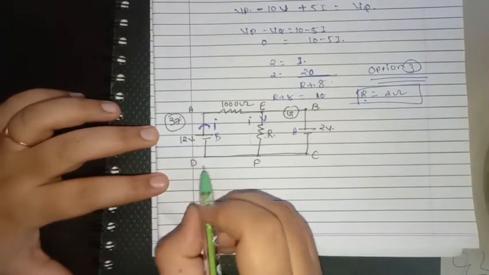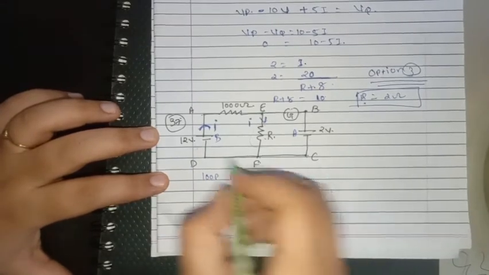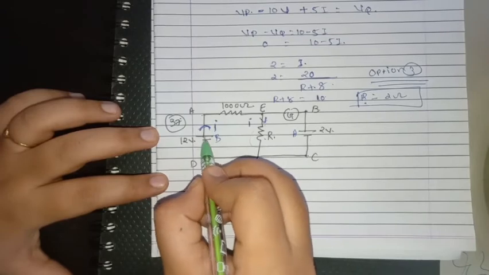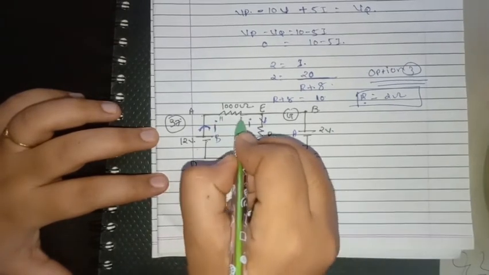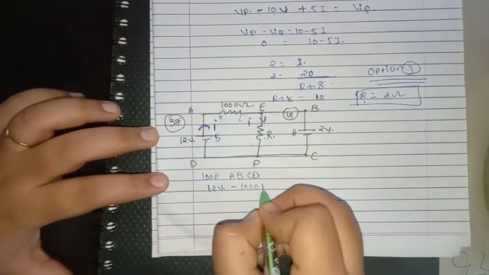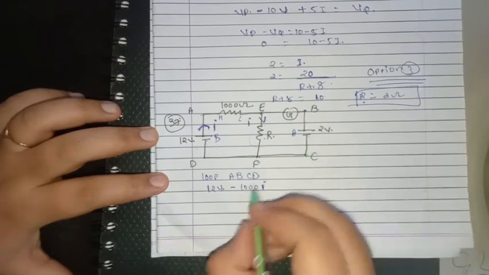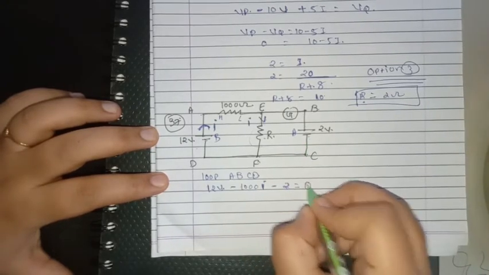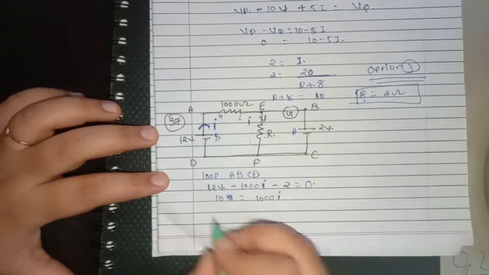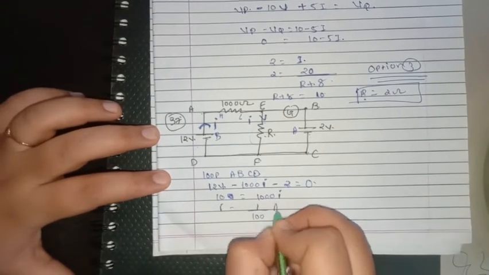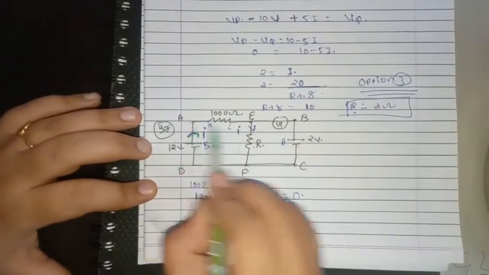Now writing the KVL equation for loop A, B, C, D. First we are considering the outer loop. Starting from this point, we are moving from low to high potential, that means we are gaining potential of 12 volt. At this point, we are moving from high to low potential, so we are losing potential by 1000I. At this battery, we are moving from high potential to low potential, so we are losing potential by 2 volt, is equal to 0. So 10 is equal to 1000I. From this, we can write I is equal to 1 by 100 ampere. Now, in the same way, writing the equation for loop A, E, F, D.